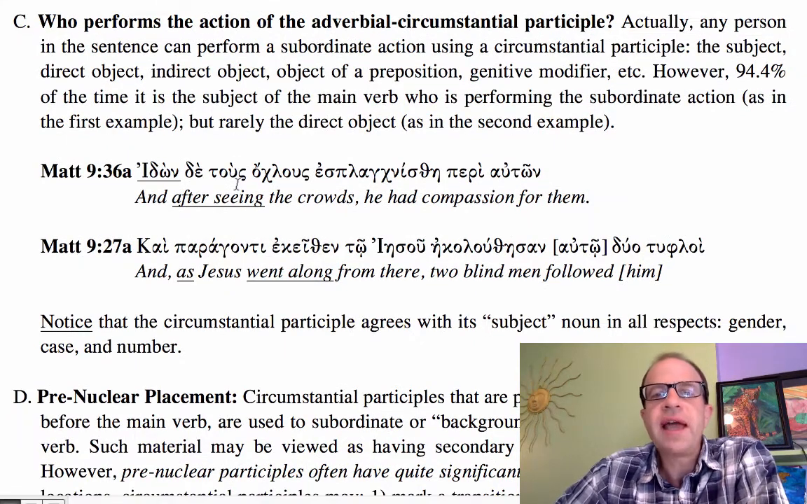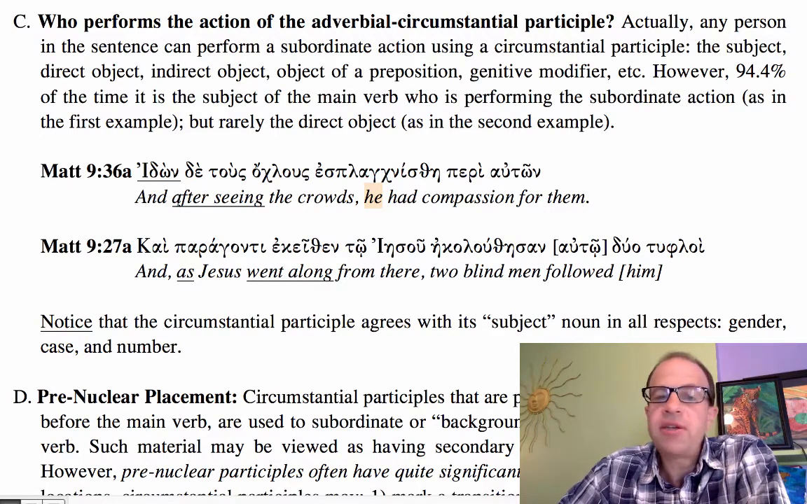Now, who performs the action of the adverbial circumstantial participle? Actually, any person in the sentence can do it. Well, let's look at a couple of examples. So, let's translate this literally: and, or moreover, seeing the crowds, he had compassion concerning them. Here, the circumstantial participle idon is referring to the subject. It's nominative, idon, and in this case, it's referring to the he.